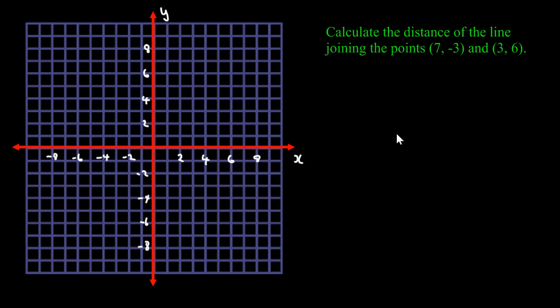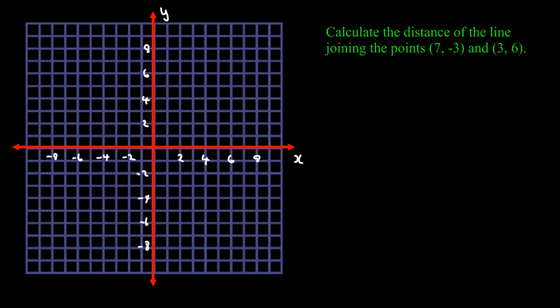In this lesson, we're going to have a look at the way we can calculate the distance of a line joining 2 points. Now there's two ways that we can do this. The first way is to actually use Pythagoras' theorem.